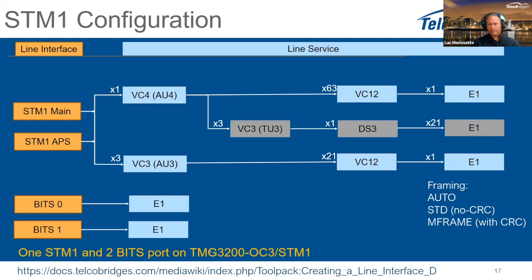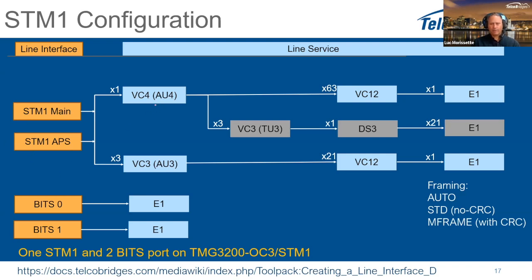So the same device, TMG3200 OC3 STM1, can support STM1 interfaces. When you choose initially, you configure OC3, SONET OC3, or SDH STM1. So then it's the same. You have one STM1 main, one STM1 APS. Both of them are connected together and they work in pair.